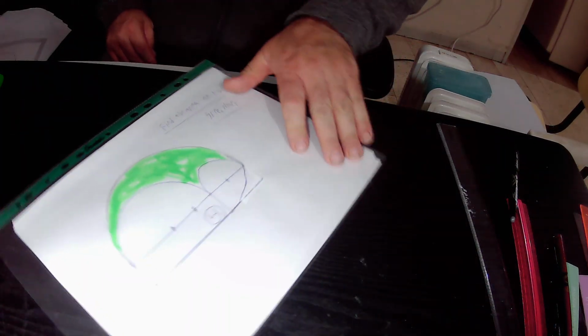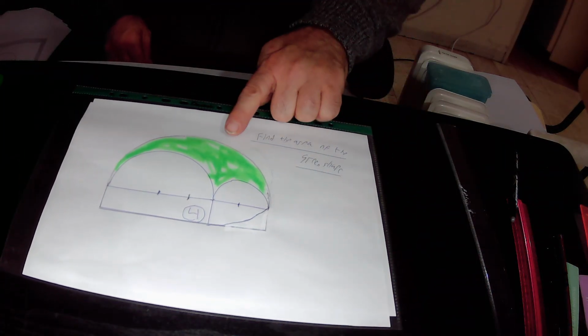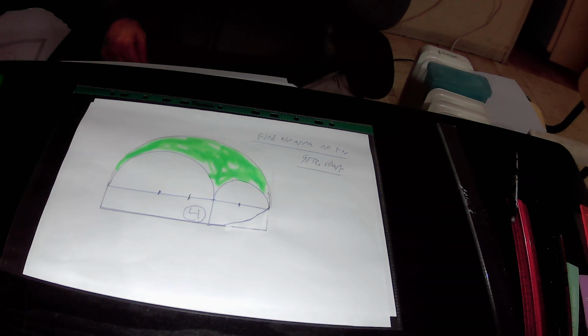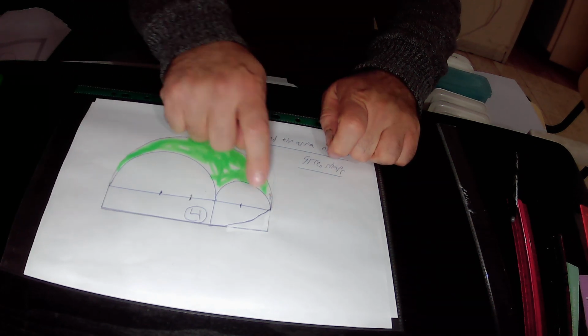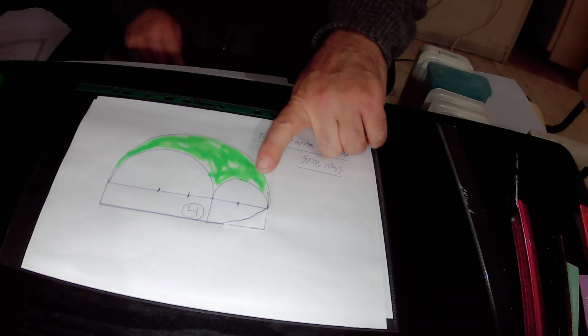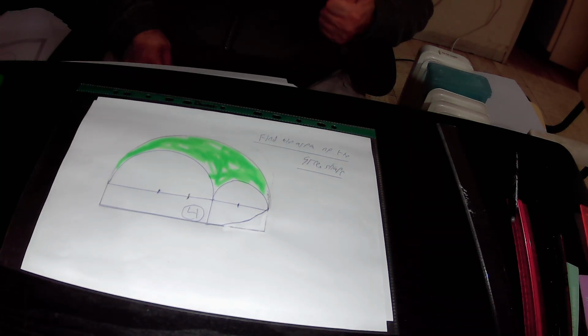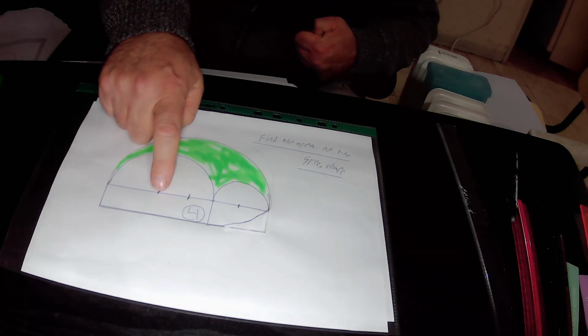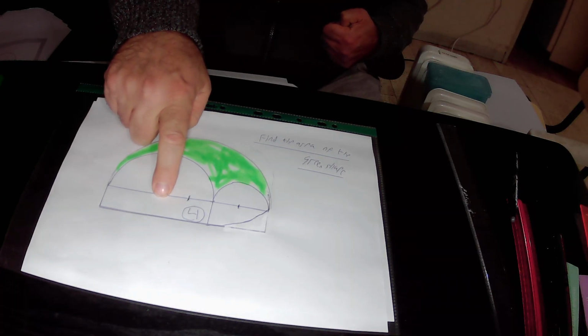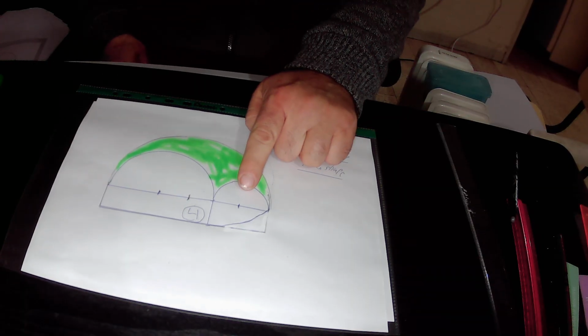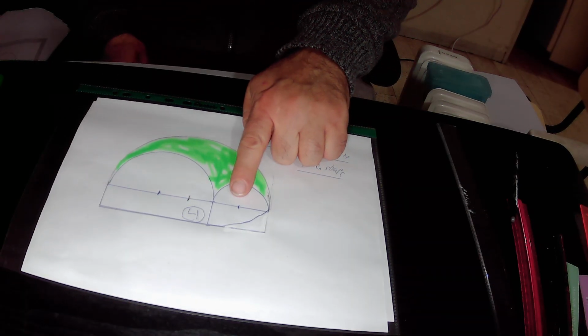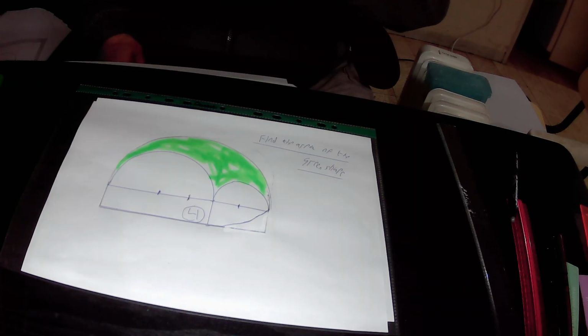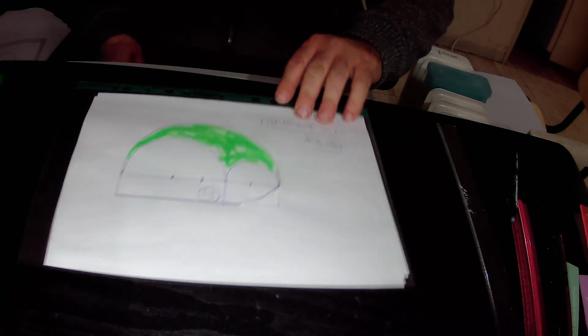In the second question, our task is to find the area of this green shape. So in the drawing, we have three semicircles. This is the biggest semicircle, this is the medium semicircle, and this is the smallest semicircle. In addition, we have this rectangle. The area of this rectangle is 4, as given in the question. In addition, we have in the drawing this quarter circle. Again, our task is to find the area of this green shape.